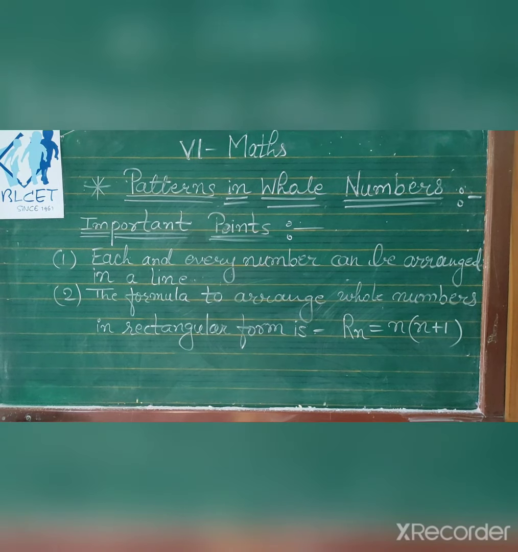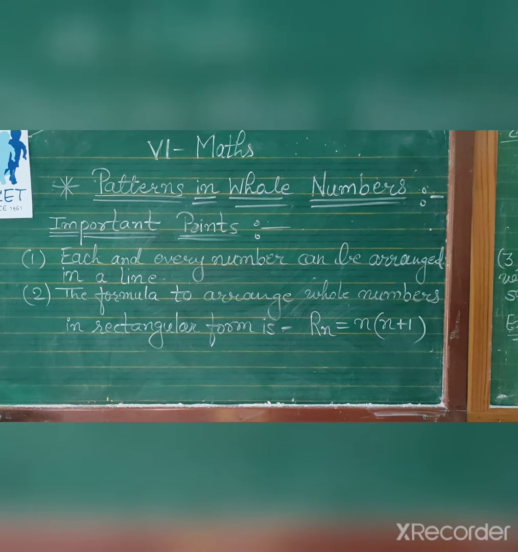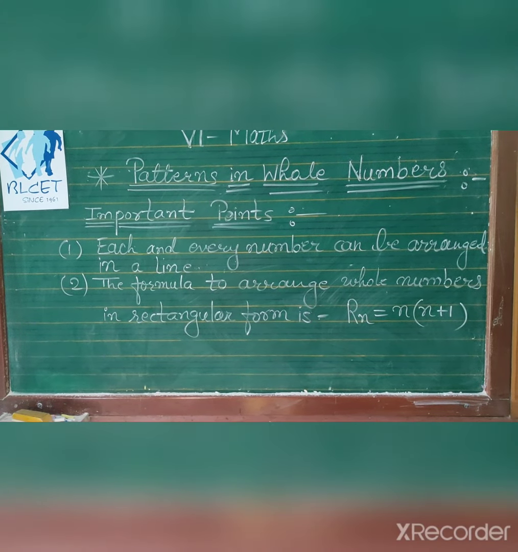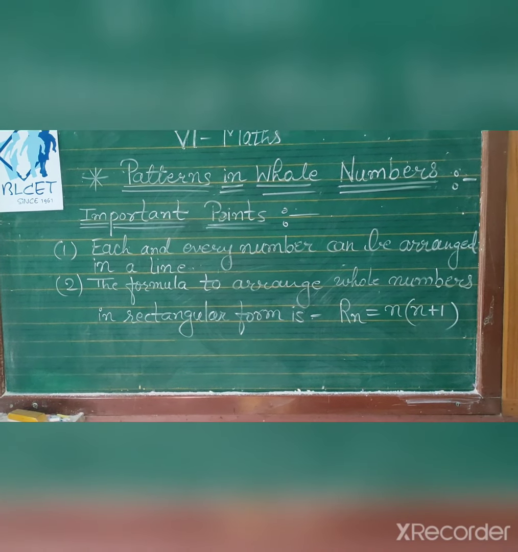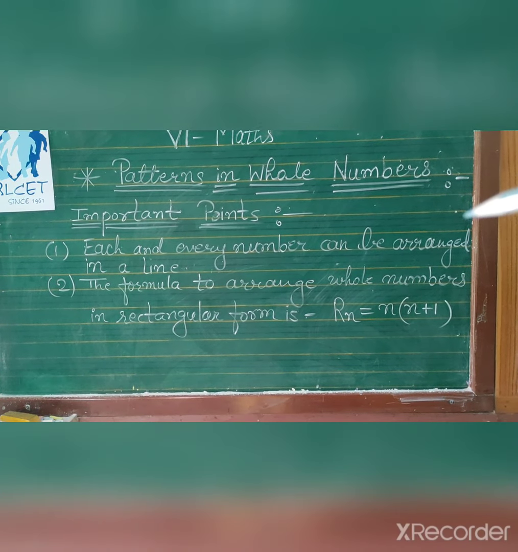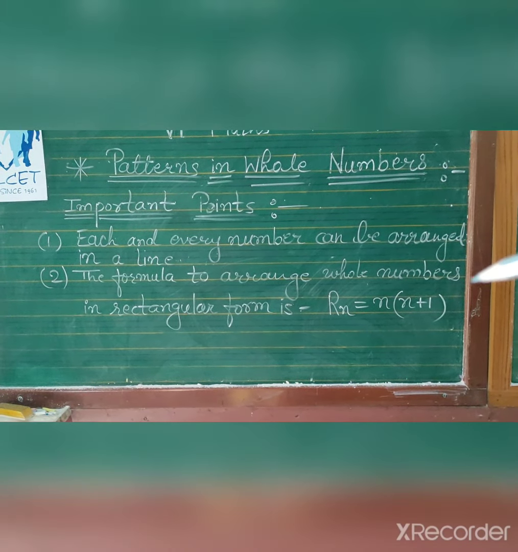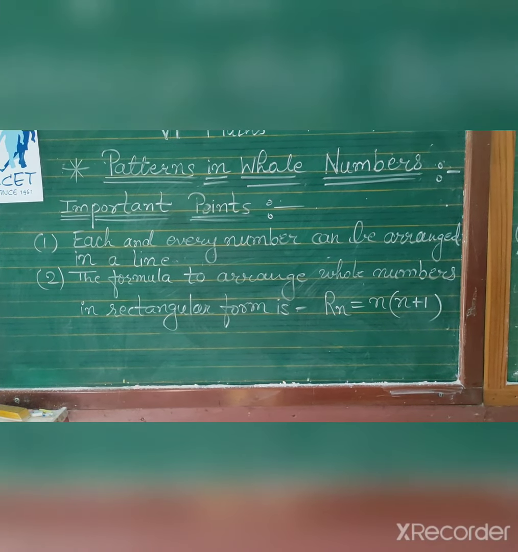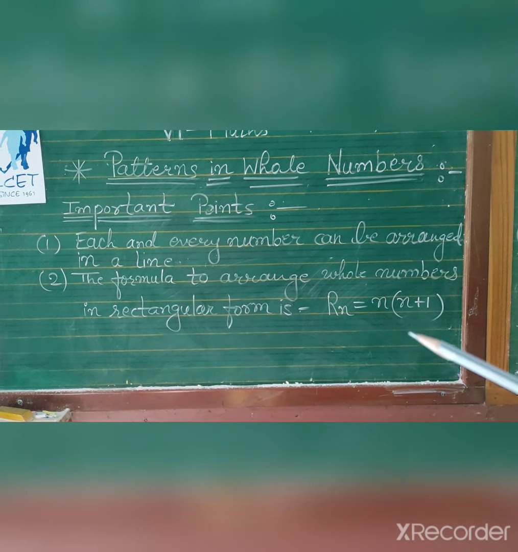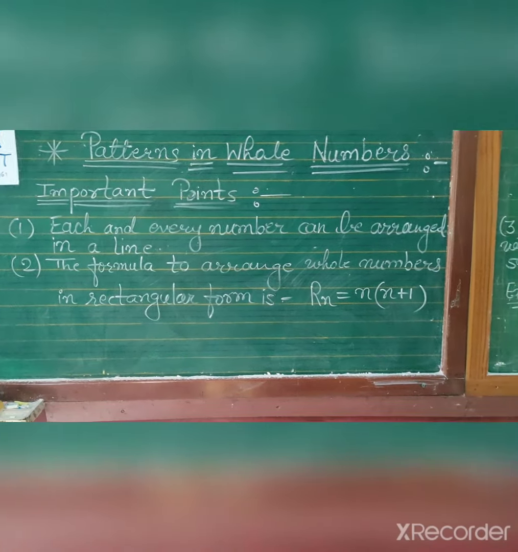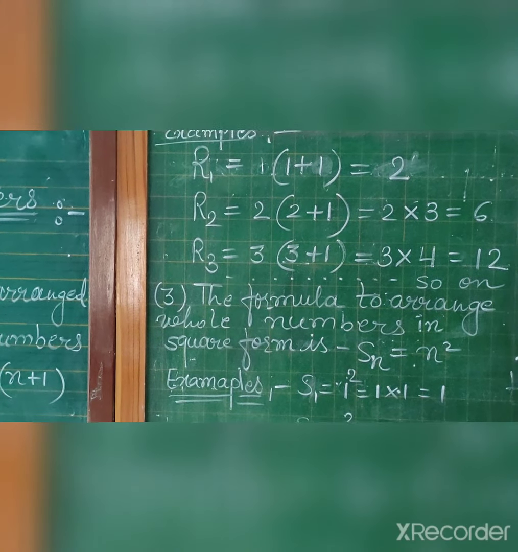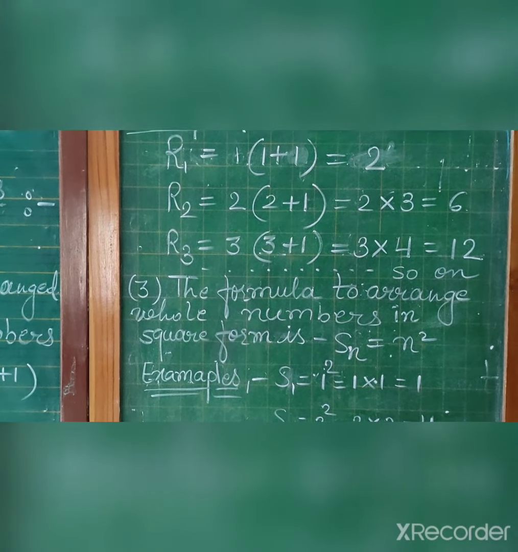Now for the rectangular form in whole numbers, the general formula is n into n plus 1. When you go to higher classes, you will study this in depth. But at present you have to keep in mind the formula for the rectangular form in whole numbers is Rn, that means the n-th rectangle, n times (n plus 1). Suppose R1: in place of n we put 1, so 1 into 1 plus 1, 2. That means number 2 we can represent as a rectangle.